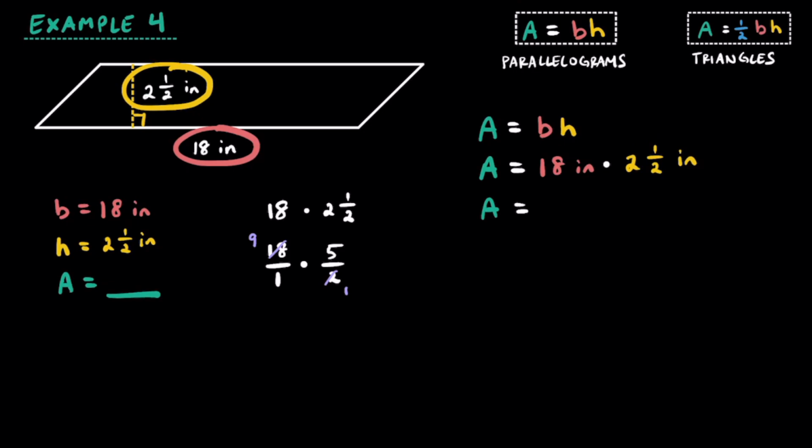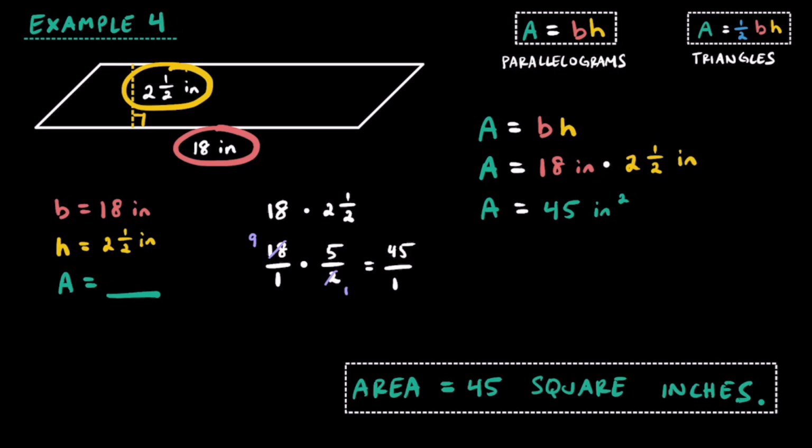And multiplying these together now, on top 9 times 5 is going to be 45. And on bottom, 1 times 1 is equal to 1. So we know this is just equal to 45. So the area of this parallelogram is going to be 45. And then inches times inches is going to be inches squared, or square inches.